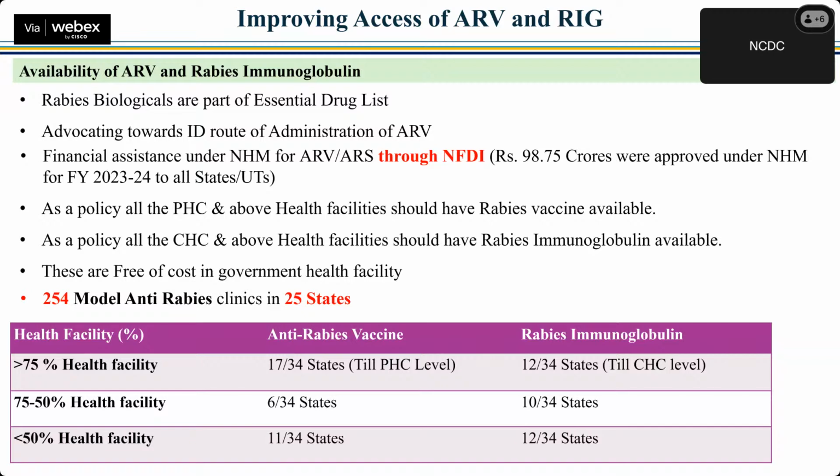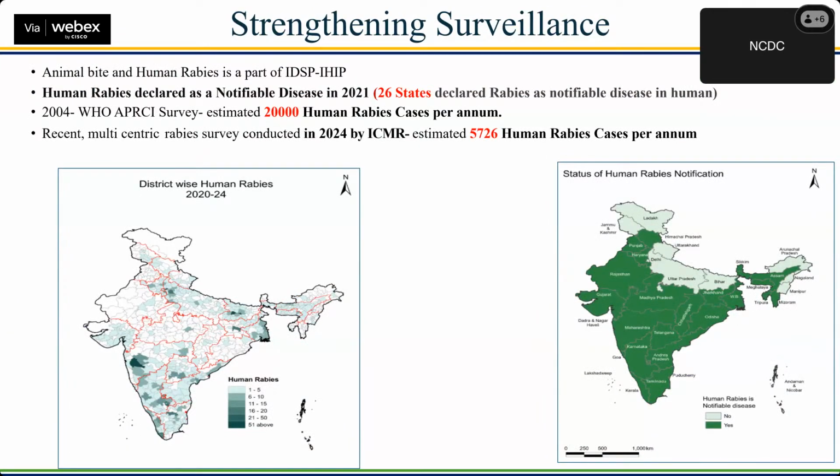Though it is still a long way to go to improve access to rabies vaccine and immunoglobulin, compared to the previous studies like the 2017 study, there is a significant rise in the availability of the rabies vaccine and rabies immunoglobulin at health facilities. Next slide, please. Yeah, strengthening surveillance.